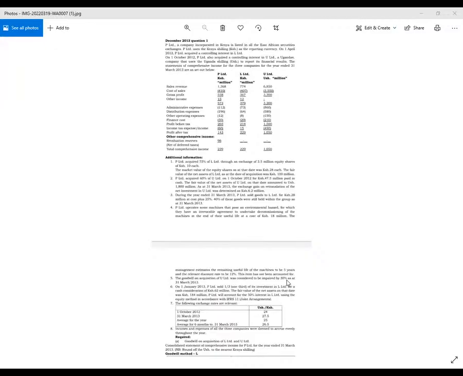So which one should I pick, ladies and gentlemen? Should I work with 25 or should I work with 26.5?